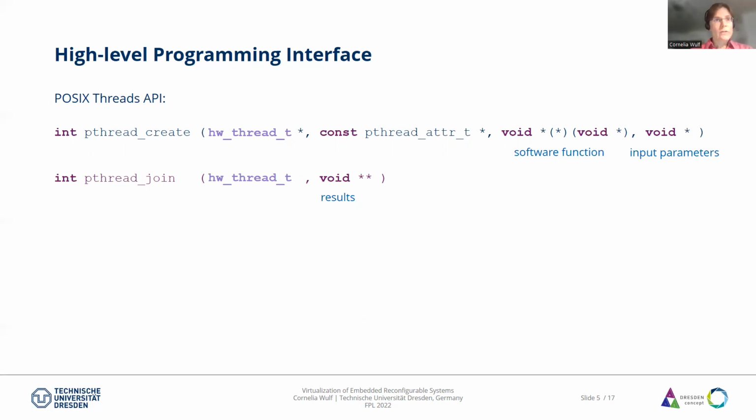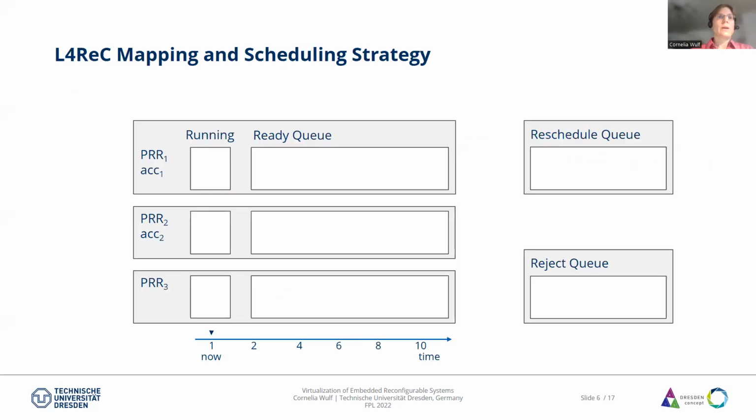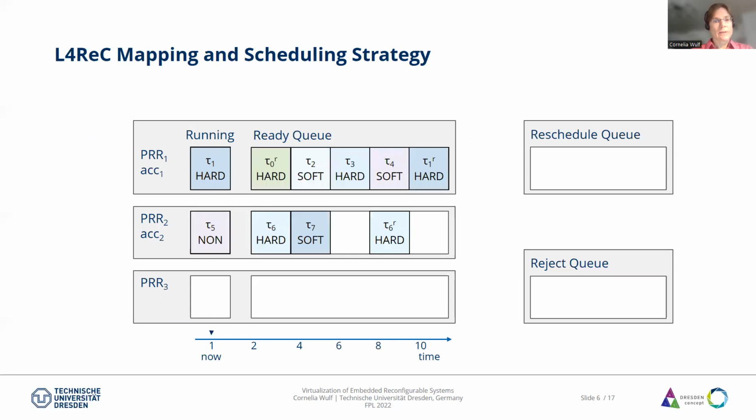We add further functions to reserve an accelerator prior to its use in order to mitigate DPR latency, and to delete periodic threads so that they are only executed for a certain duration. In our L4REC mapping and scheduling strategy, thread instances have the state running on a hardware accelerator or waiting. Real-time thread instances in the ready queues are ordered by deadlines, and non-real-time thread instances are added in the idle times that arise between periodic thread instances.